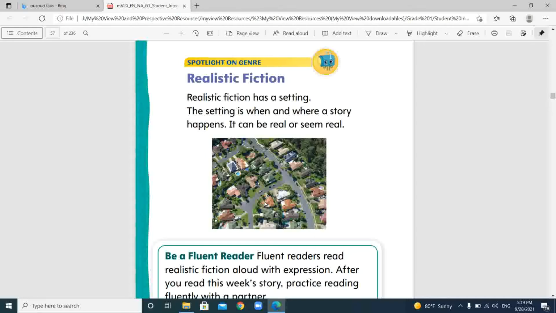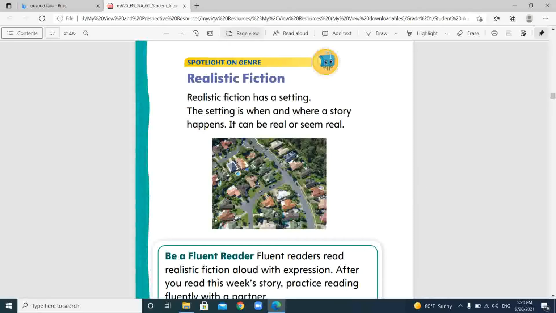Last week we took realistic fiction, and we said that in realistic fiction, the word fiction means that the story is not real, or I can say the story is made up. That means the person who wrote the story made it up in his head and then wrote it down. Okay, then what's the meaning of realistic? Realistic means the events or the things that happen in the story can happen in real life or seem like it's real. Okay?